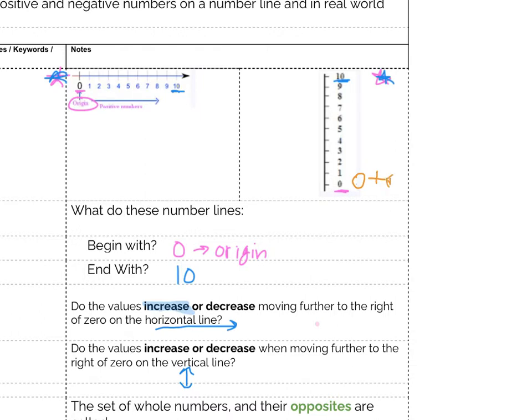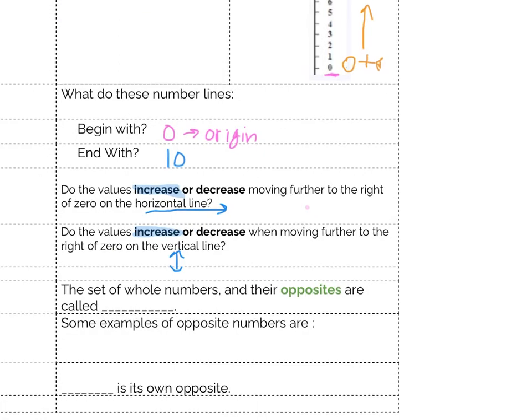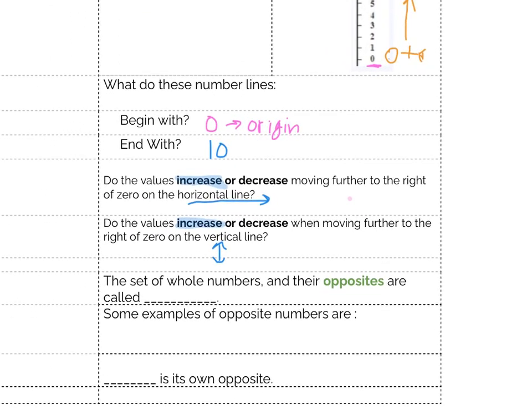Okay. And so further to the right for them would be going this way, be like going up. So that being said, if the person is looking this way, then the values are going from 0, 1, 2, 3, 4, 5, 6, 7, 8, 9, 10. They're increasing, right? So I'm going to highlight that the values increase as we move to the right of 0 on a vertical line. So a set of whole numbers and their opposites are called integers.